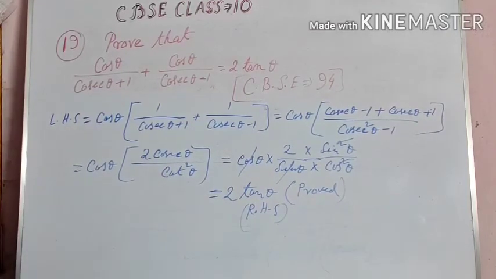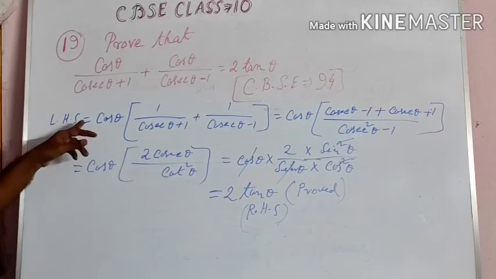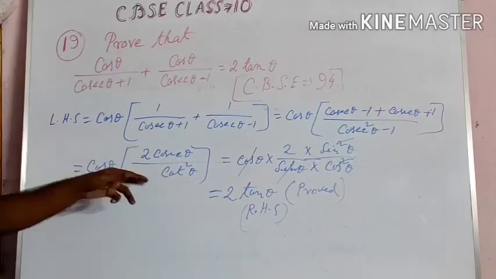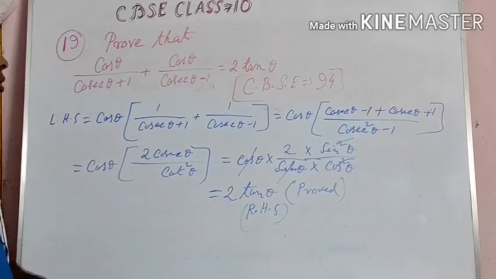Okay. So this is a very easy sum. First taking common cos theta and then just add it and you will get the result.